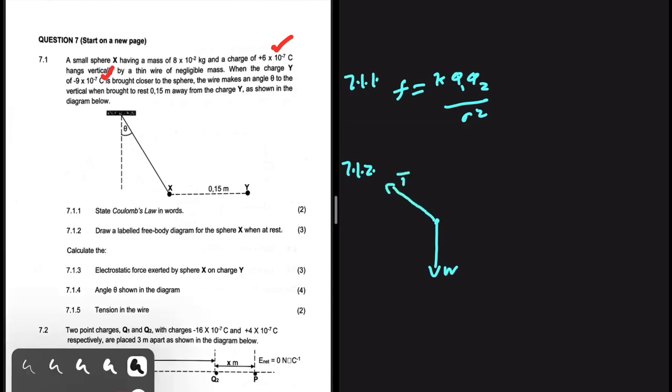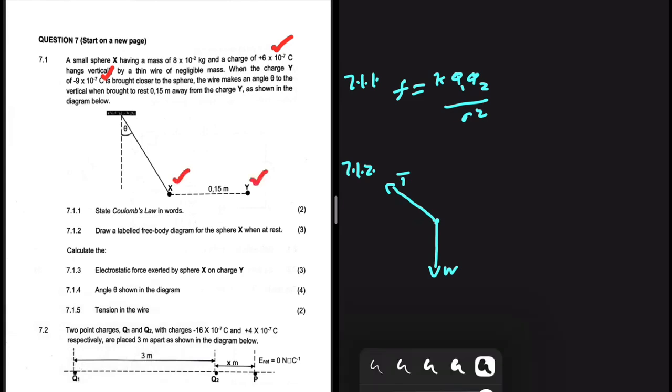And then sphere X is positive and sphere Y is negative. There's a force of attraction in between the two, so we'll have a force pointing to the right. That is our free body diagram. We have 3 marks and we have 3 forces, like we would expect.